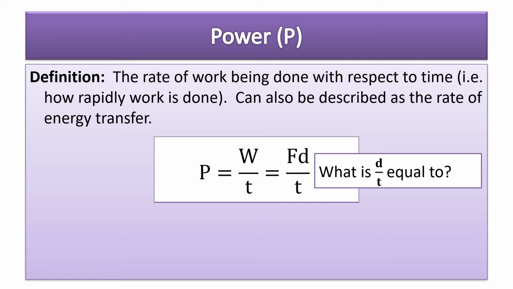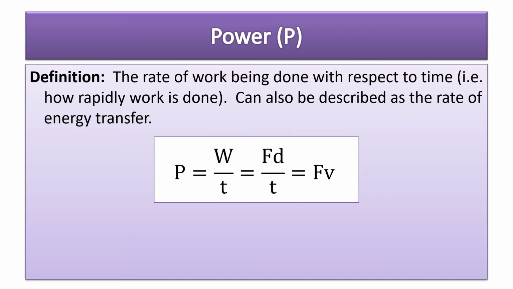We've seen that before. What is d divided by t equal to? V, right? d over t is equal to v. So you could just write the power is equal to the force times the velocity. All right, so there's all these different formulas for the work, but really it just boils down to it's the rate of work being done with respect to time. Don't forget that.